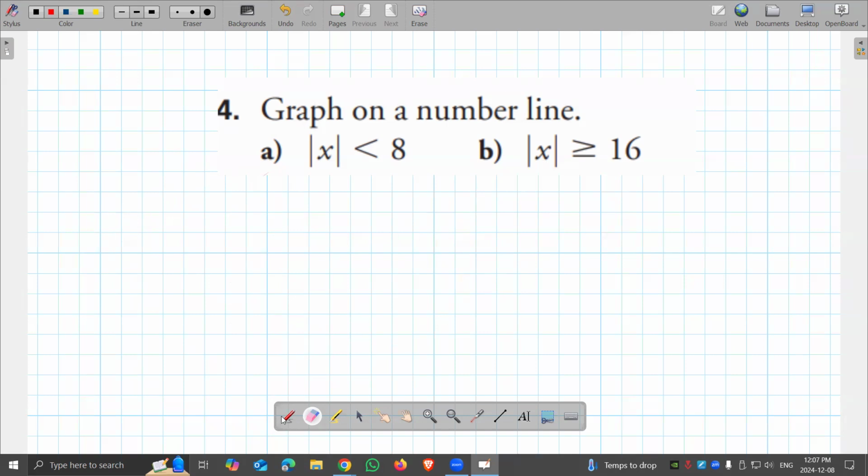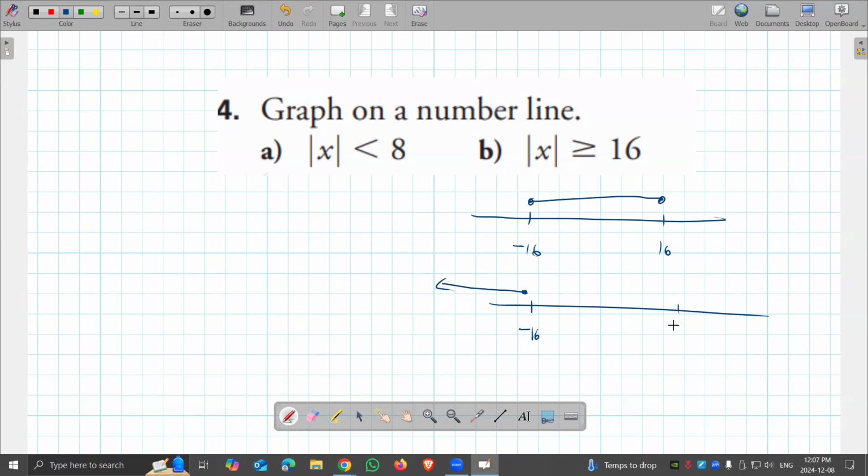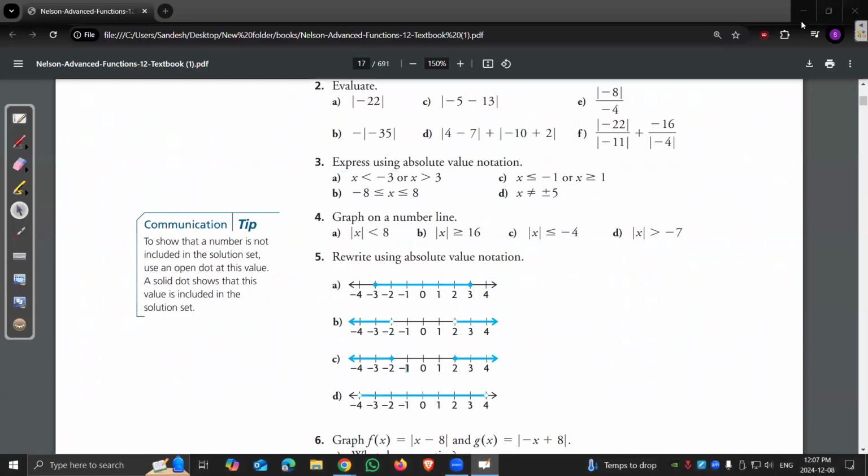Part B is the same thing. So why don't you think about it? Is it going to be inside or is it going to be outside? It's going to be outside. Yeah, that's going to be outside. And you can verify that by just plugging in a number. So absolute value functions, not that difficult.